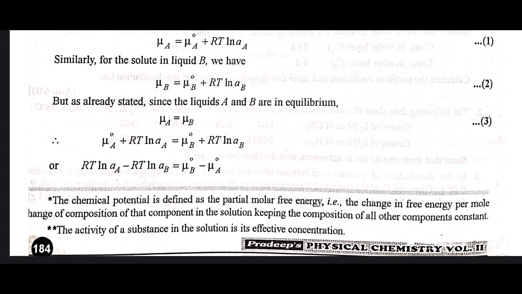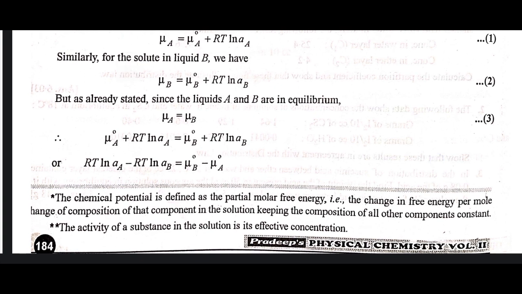The chemical potential is defined as the partial molar free energy, the change in free energy per mole of change of composition of that component in the solution, keeping the composition of all other components constant. The activity of a substance in the solution is its effective concentration, or log aA upon aB is equal to (mu B naught minus mu A naught) upon RT.